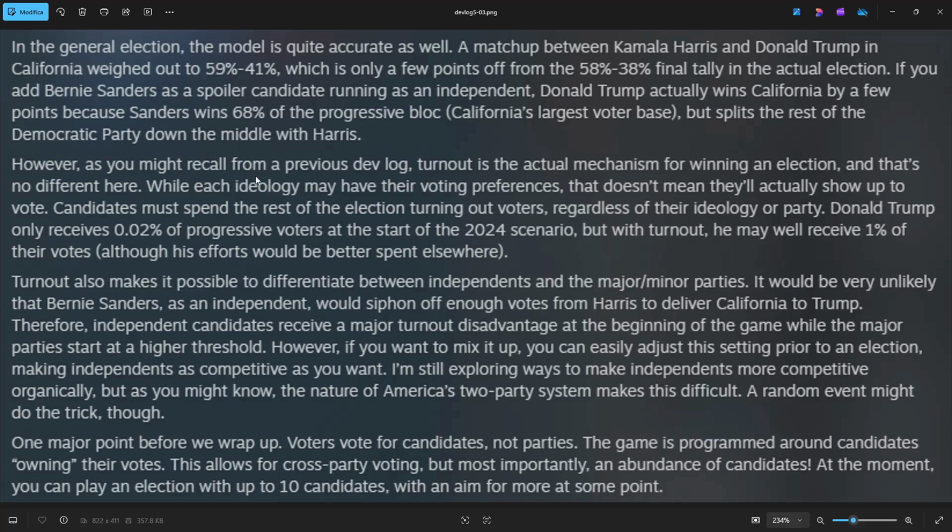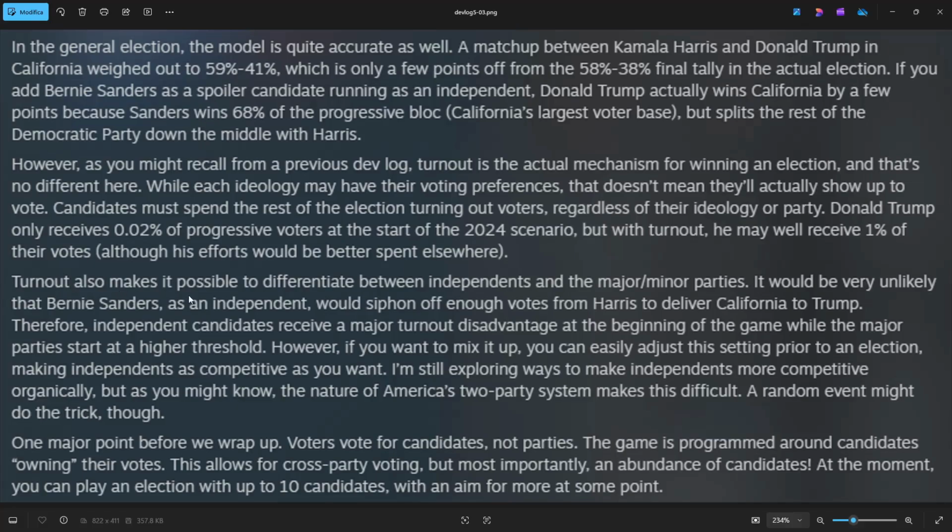However, as you might recall from a previous devlog, turnout is the actual mechanism for winning an election, and that's no different here. While each ideology may have their voting preferences, that doesn't mean they'll actually show up to vote. Candidates must spend the rest of the election turning out voters, regardless of their ideology or party. Donald Trump only received 0.02% of progressive voters at the start of the 2024 scenario, but with turnout, he may well receive 1% of their votes, although his efforts will be better spent elsewhere.